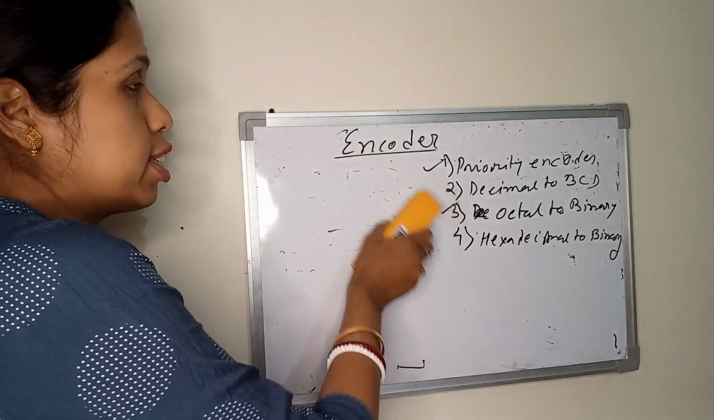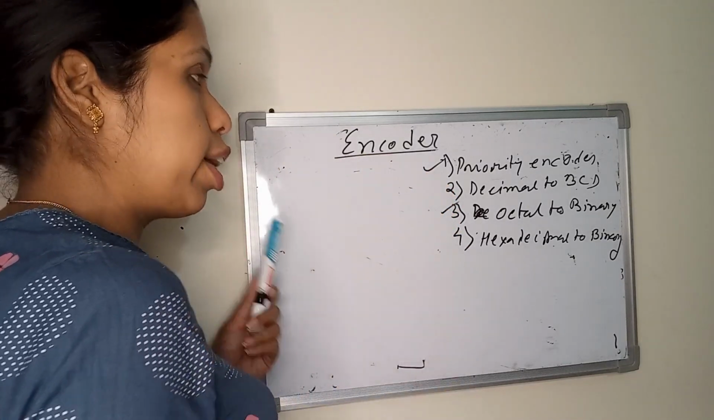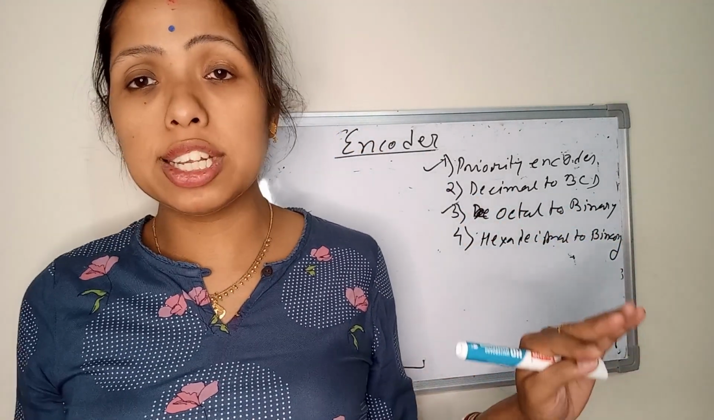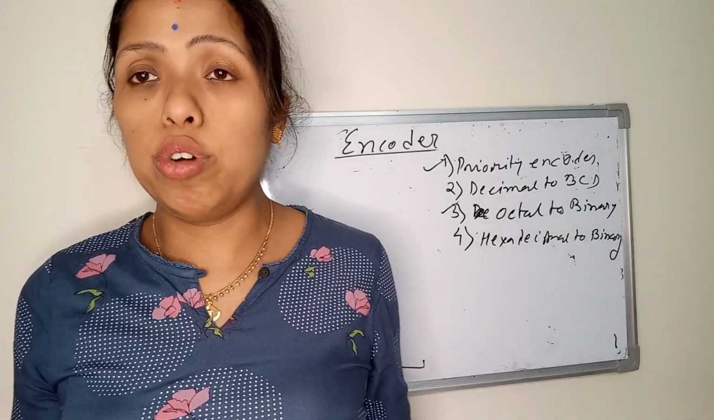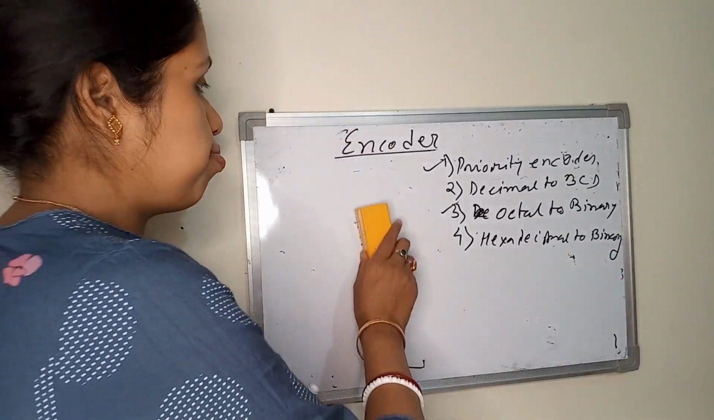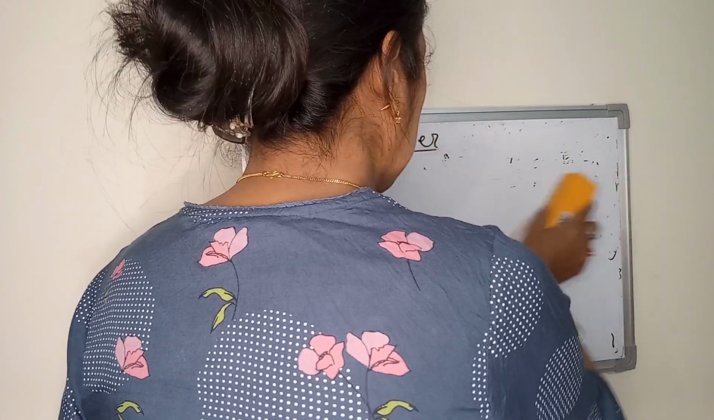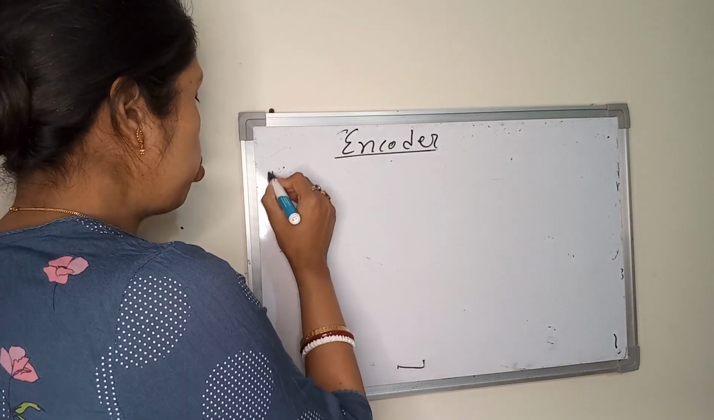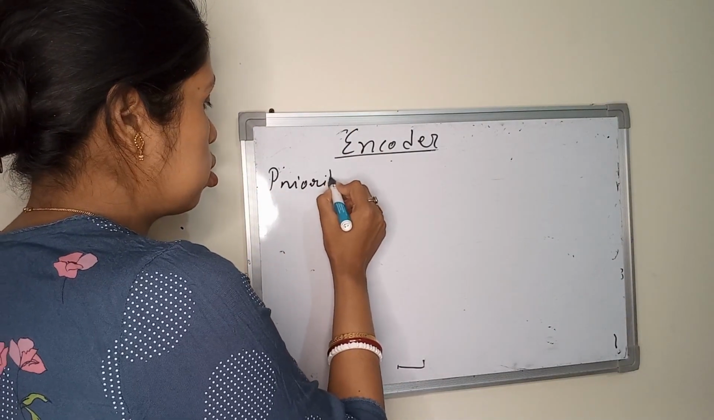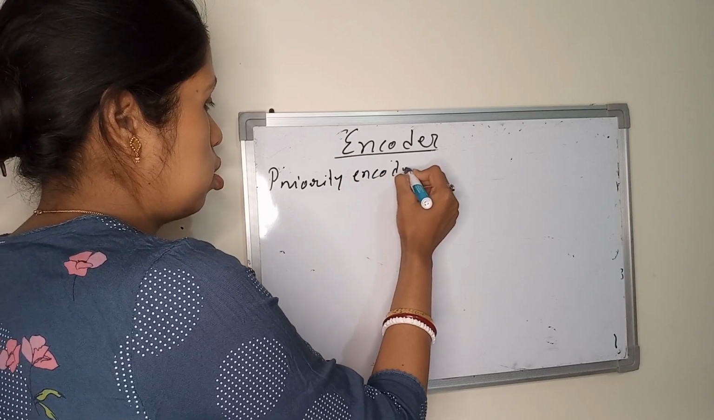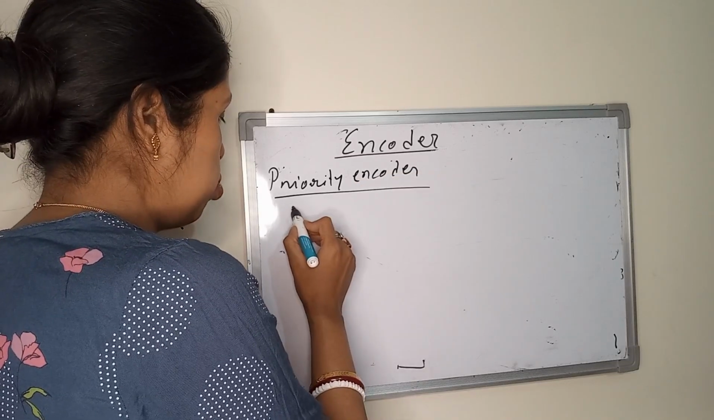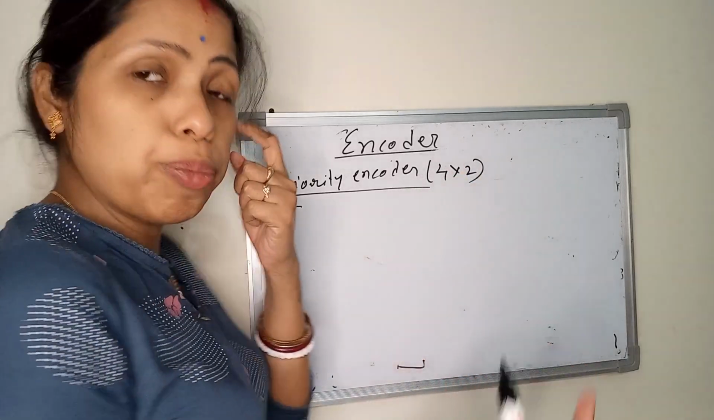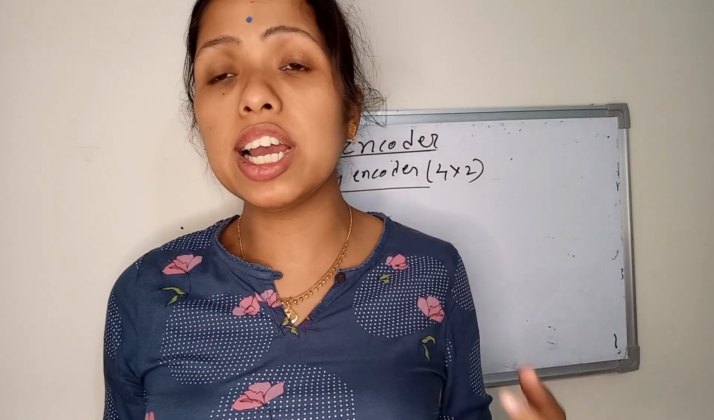Okay, so in these cases, if you want to convert a decimal number to BCD, an octal number to binary, or a hexadecimal number to binary, you need the encoder system. Now come to the priority encoder. In the case of the priority encoder, I'm writing the truth table first. So this is a 4 into 2 priority encoder. 4 into 2 means the number of input lines is 4 and the number of output lines is 2.